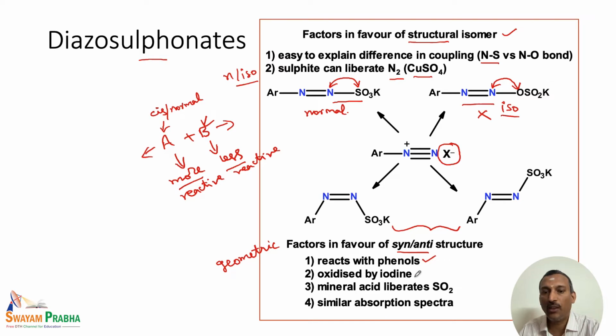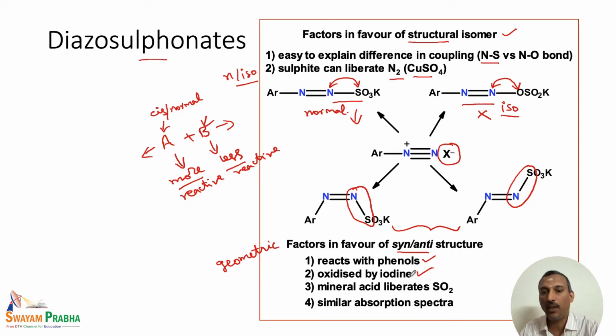The second one is oxidation by iodine. This compound can undergo oxidation very readily, whereas this isomer cannot be oxidized very readily, whereas cis and trans can be oxidized very readily, because in both cases we have the same nitrogen sulfur bond. So the nitrogen sulfur bond very readily undergoes various reactions, which is also seen in the case of normal isomers.